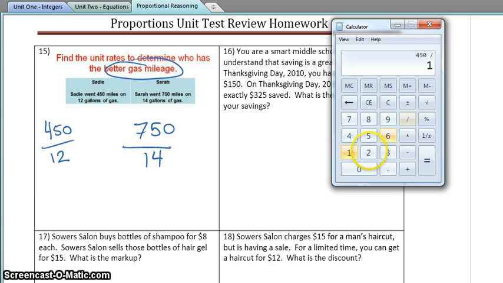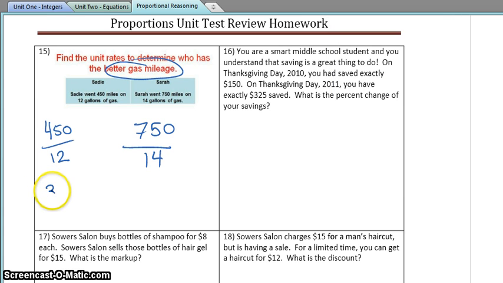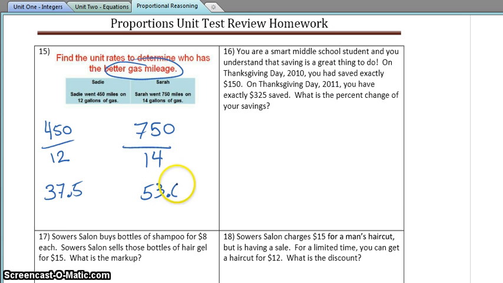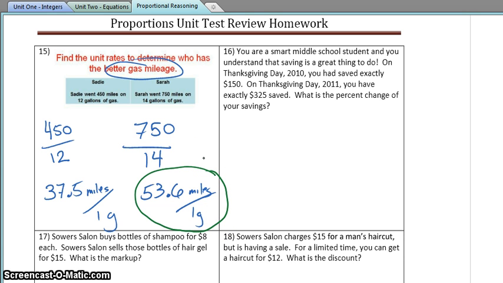450 divided by 12 equals 37.5, versus 750 over 14 equals 53.5. We can round to 53.6. So this is 53.6 or 37.5 miles per 1 gallon. If I had 1 gallon of gas, I would definitely want to have the ability to go 53.6 miles. That is better. So that is our answer.